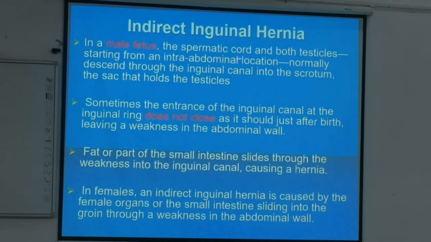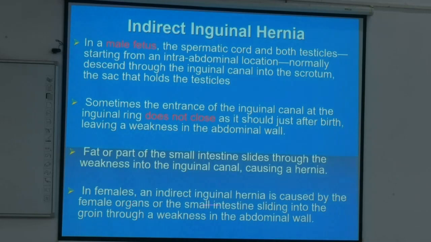So in a male fetus, the spermatic cord and both the testicles starting from an intra-abdominal location normally descend through the inguinal canal into the scrotum, the sac that holds the testicles. And sometimes the entrance of the inguinal canal at the inguinal ring does not close as it should just after birth. If it does not close just after birth, it will leave a weakness in the abdominal wall. Fat or part of the small intestine slides through the weakness into the inguinal canal causing a hernia.